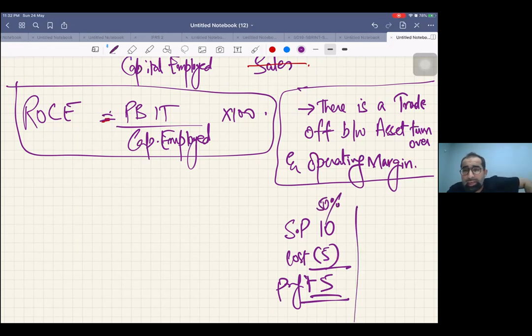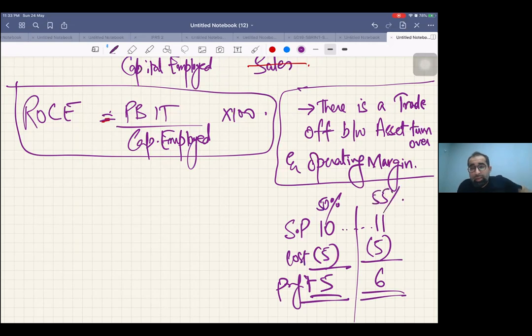But let us say I'm a greedy person, a greedy businessman. So I want more profits and more margins. To fulfill this objective, I increase the selling price from 10 to 11. No change in cost, so my profit goes up. Now, what is my new margin? 6 upon 11 into 100 is 55%.